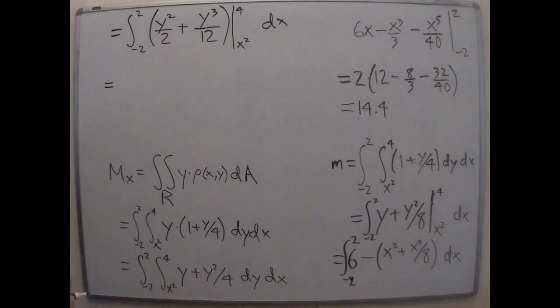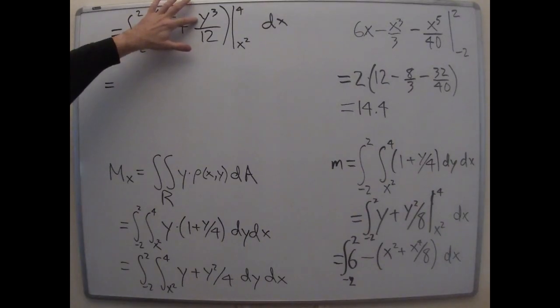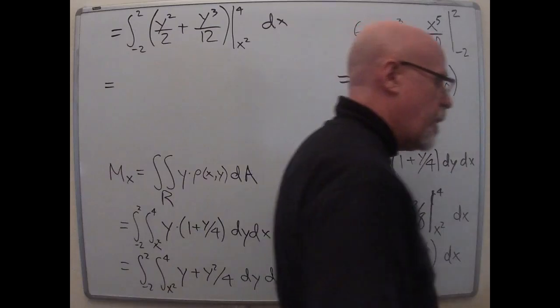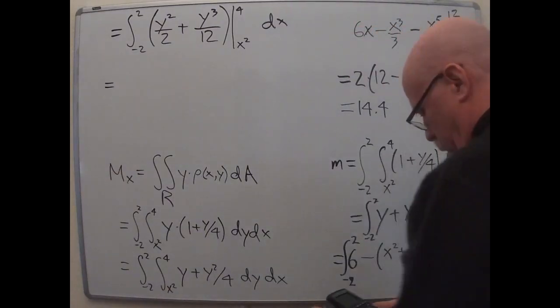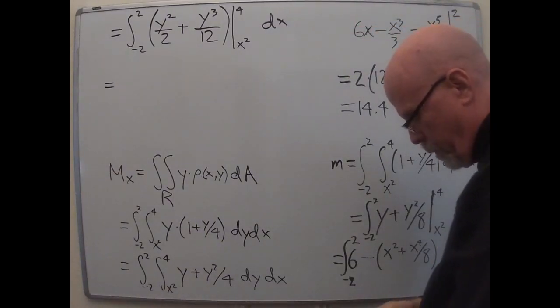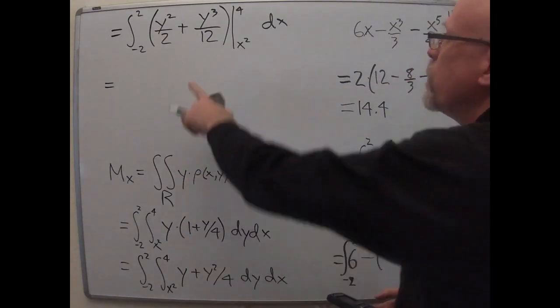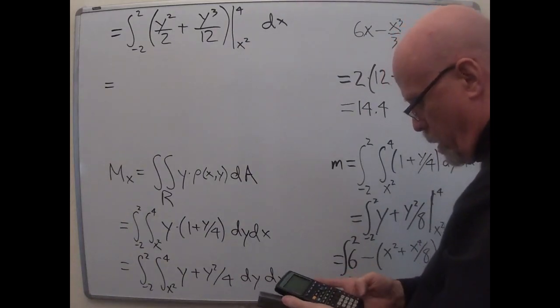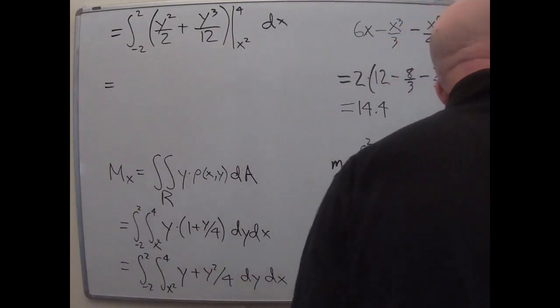All right, at the upper limit, it's all numerics. So 16 over 2 is 8 plus 64 over 12. 5 1/3, I believe. Yep, 5 1/3. What did I say the other one was? 4 squared over 2. That's 8, yeah. Okay, so 13 1/3.